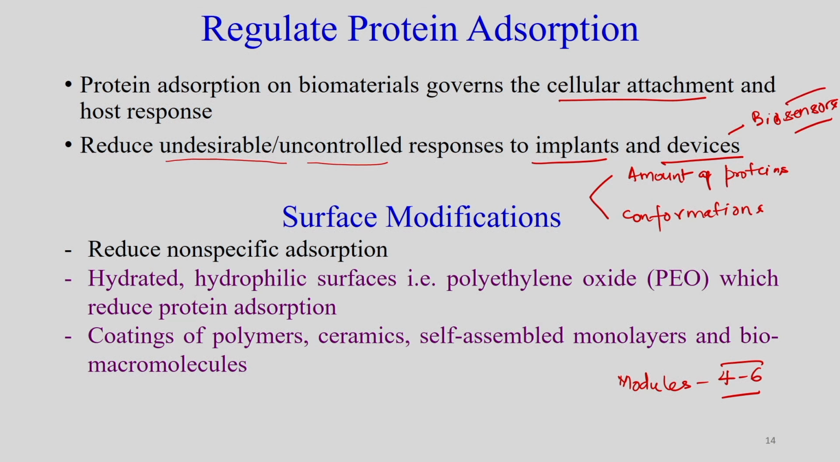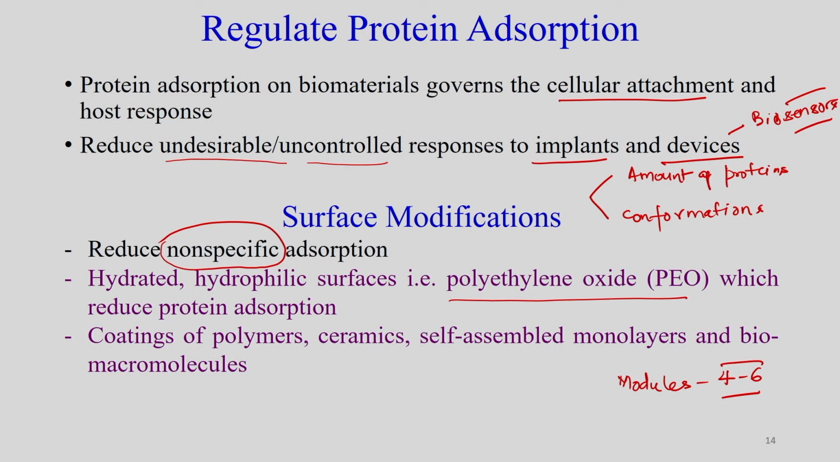So, it should be specific to the particular ligand or, let us say, protein molecules. In that case the surface should be very specific and it should avoid any non-specific adsorption. So, if you go for surface modification, the first objective is to reduce the non-specific adsorption.